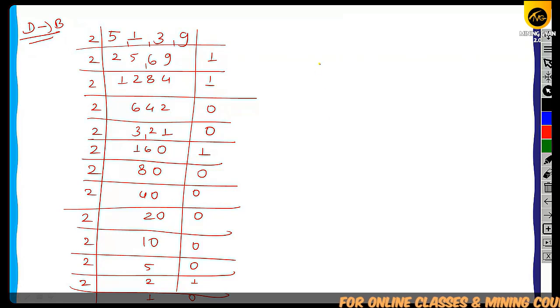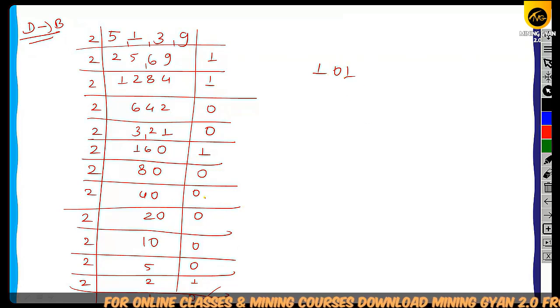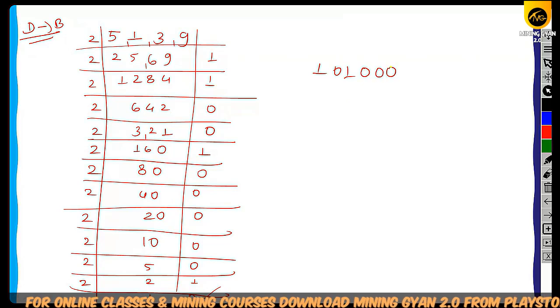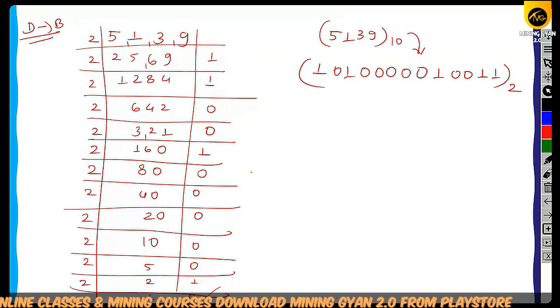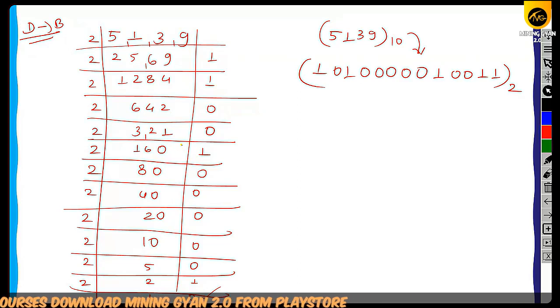So the answer will be 1, then 0, 1, then 0 0 0 0 0, 5 times 0, then 1 0 0 1 1. So this one is the final binary form of 5139, which is in the form of decimal. It will be converted into binary like 1 0 1 0 0 0 0 0 1 0 0 1 1.